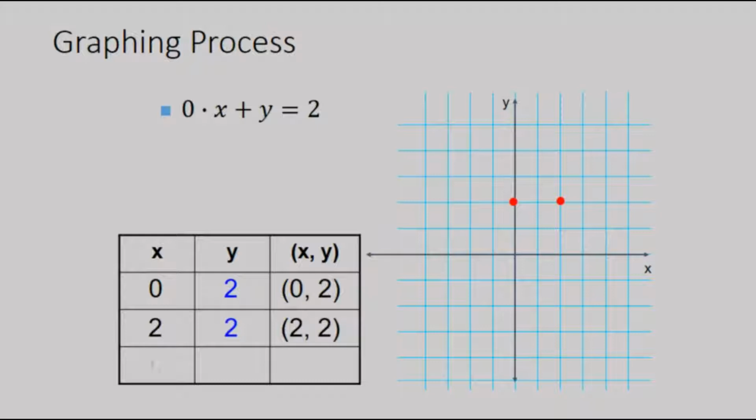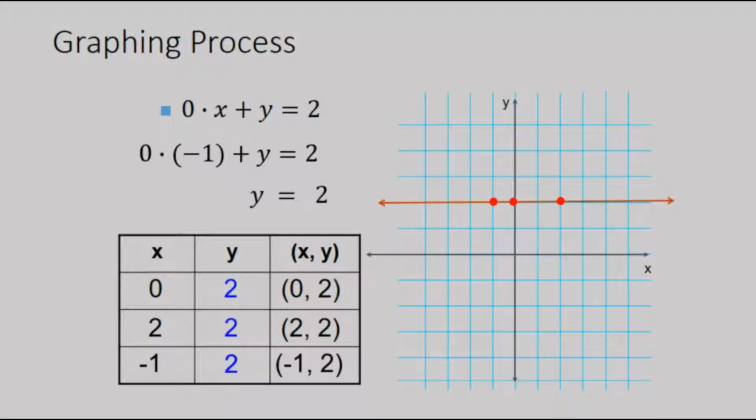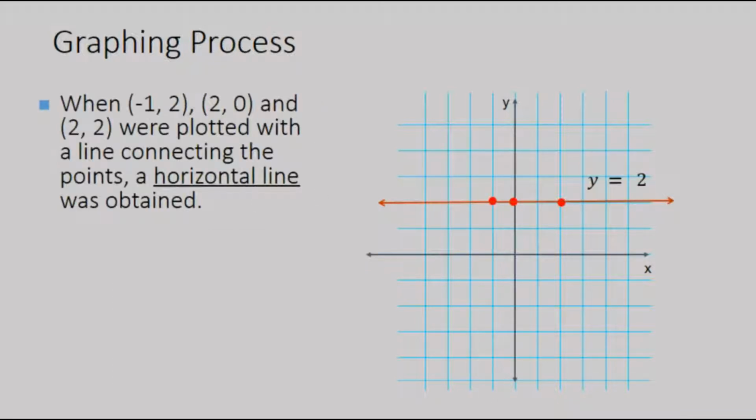One more point if we choose x equal -1. Same outcome. The x value is being canceled out with the multiplication by 0, leaving us with y equal 2, and we'll plot this third value that we found. When we draw the line containing these 3 points, you can see that a horizontal line was obtained.